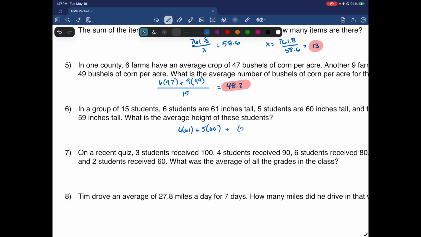So 59 inches. 6 and 5 is 11. I have a total of 15 students. That means I got 4 more that are 59 inches. Divided by 15, put that in your calculator, and you get 60.1 inches is the average height of the students.